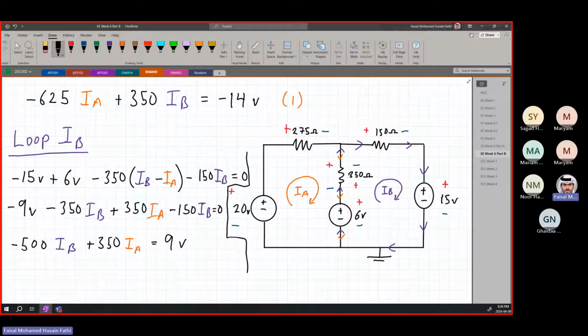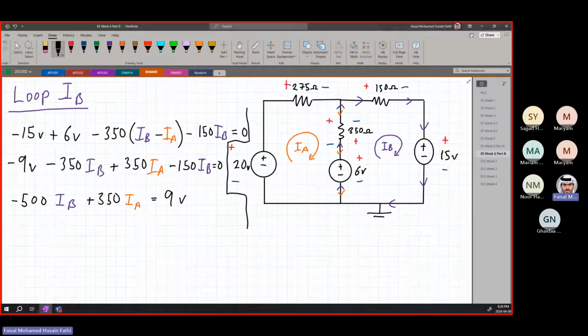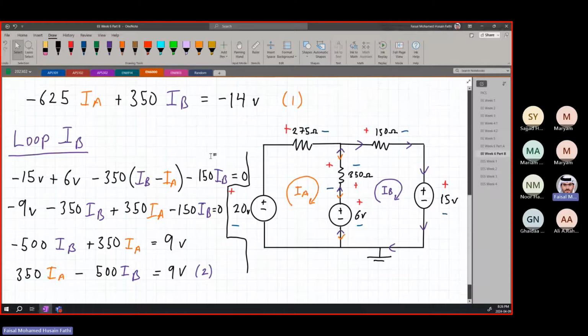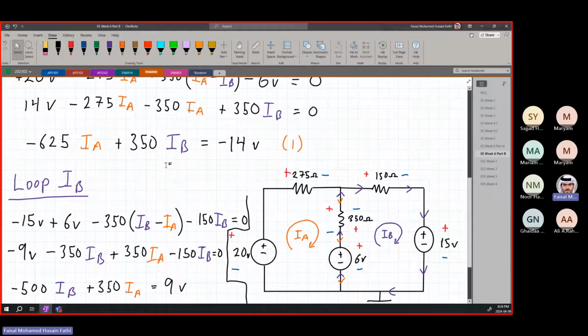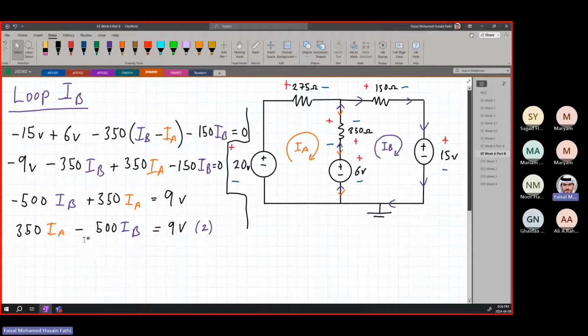All right. I'm going to just reorder this. So IA is first and IB is second. I'm not going to change anything. So it's just going to be 350 IA minus 500 IB is equal to 9 volts. That's all I'm going to do. So IA is here and IB is here, and this is our second equation. Okay? So now we have our two equations, equation 1 and equation 2, and our two unknowns, which are the currents, and now we can directly solve for the currents.